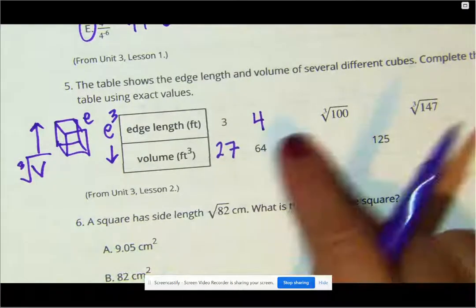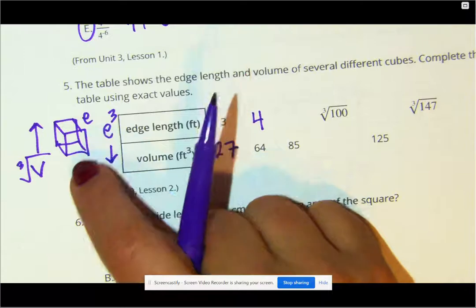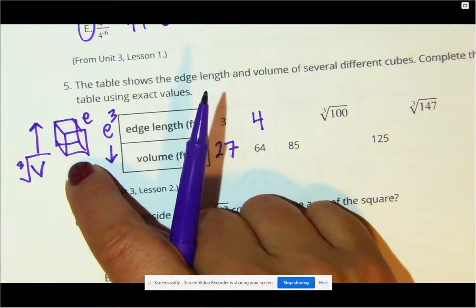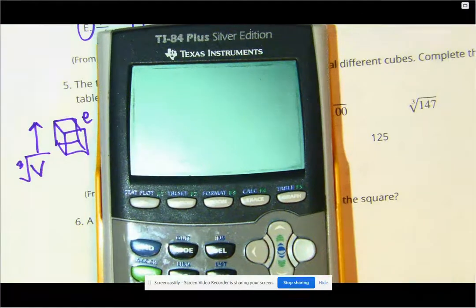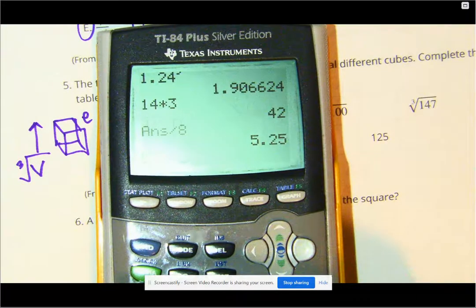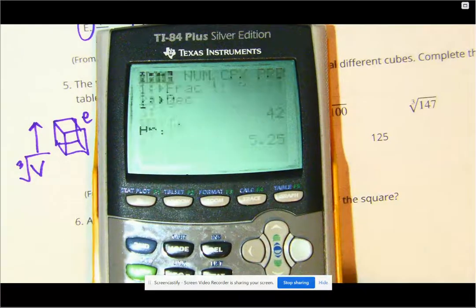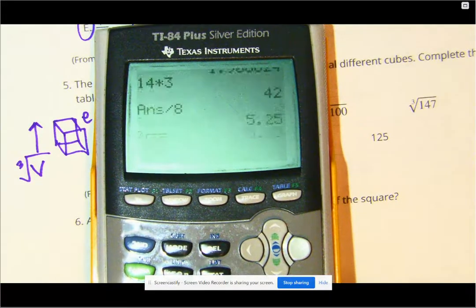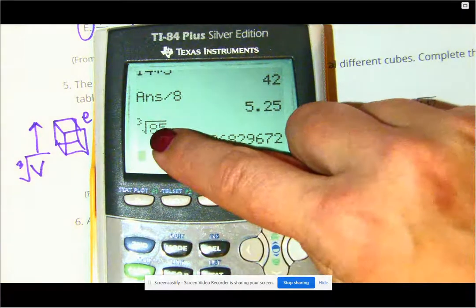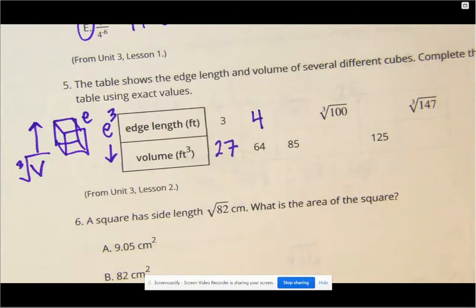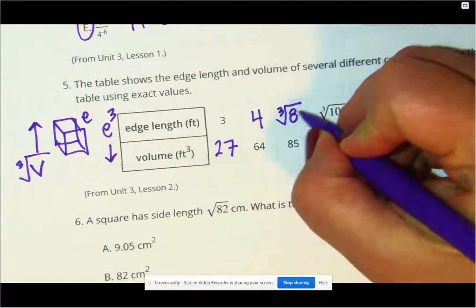Okay, this time they're telling me the volume is 85. What times what times what equals 85? Now maybe we're not sure. Does 85 have a cube root? Let's take a look on a calculator. I'm going to use my TI-85. I'm going to do the cube root of 85. And that is not an exact answer, so we're just going to leave it just like that. The edge length of a cube with a volume of 85 is the cube root of 85.